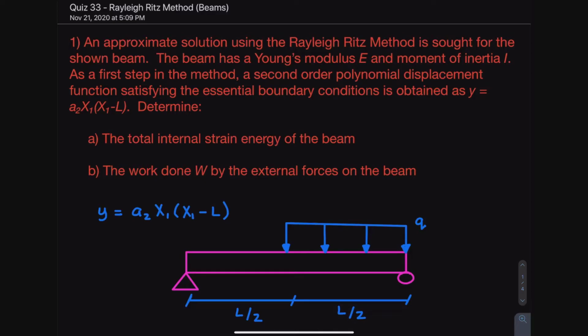All right, so if we look at question number 1, it says, an approximate solution using the Rayleigh-Ritz method is sought for the shown beam.